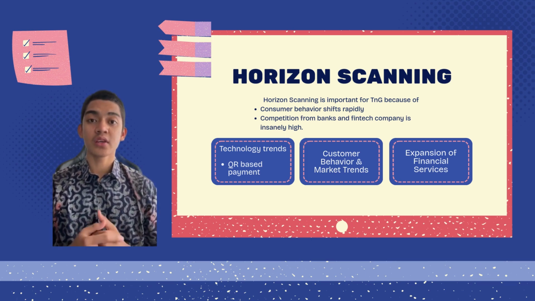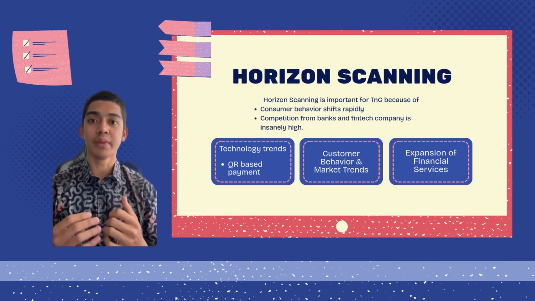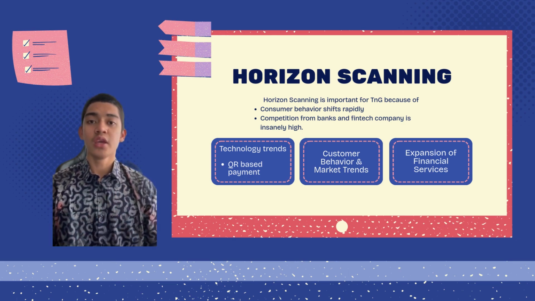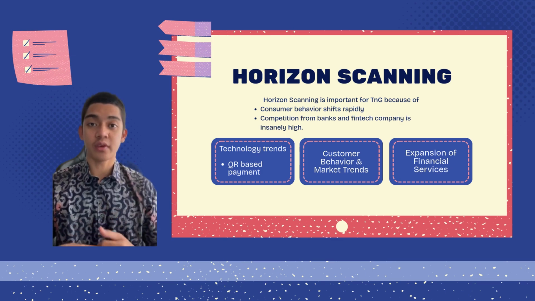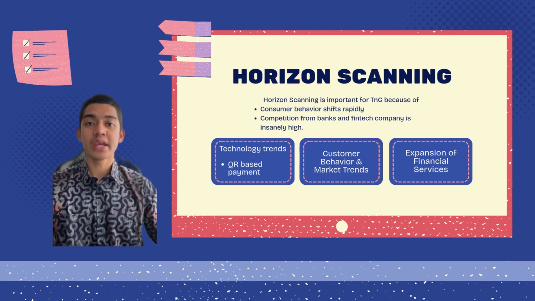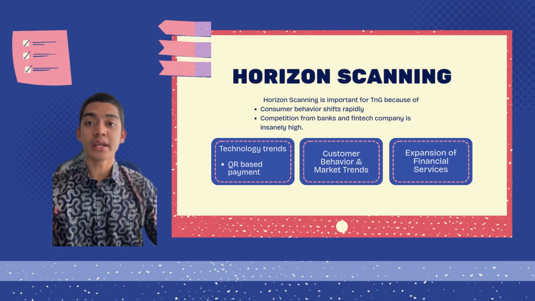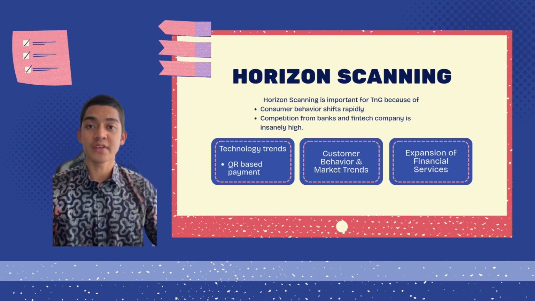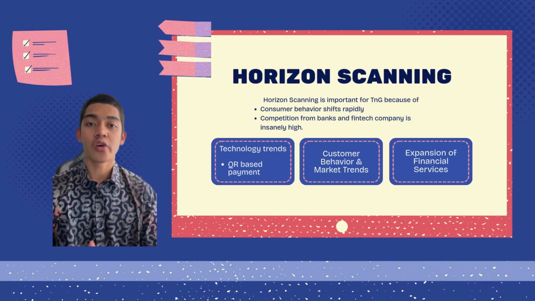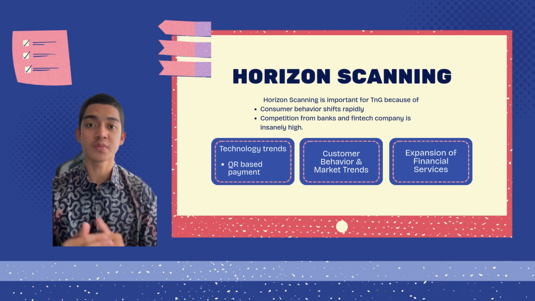Next, Touch and Go closely monitors customer behavior and market trends. Users are no longer satisfied with just payment services. They expect a single platform that can support daily financial needs. This insight led Touch and Go to expand its ecosystem into financial services such as money transfer, bill payments, insurance, and investment.